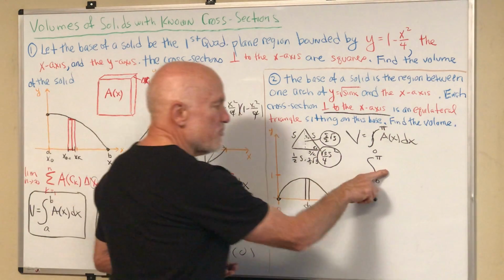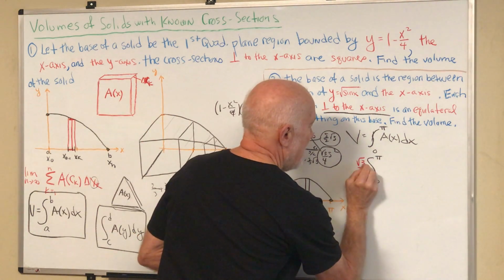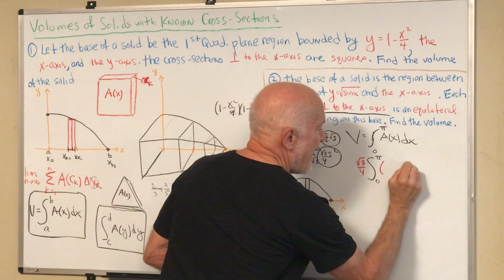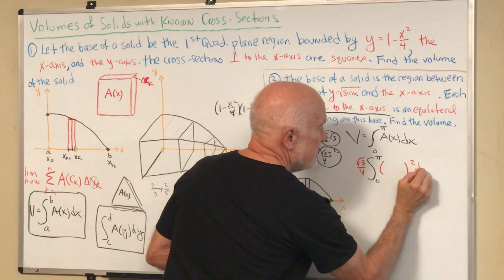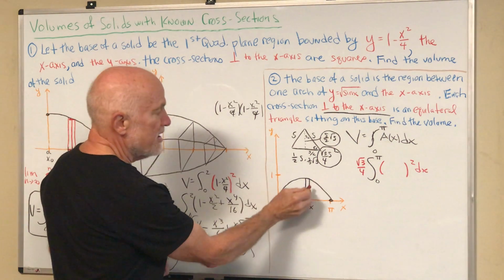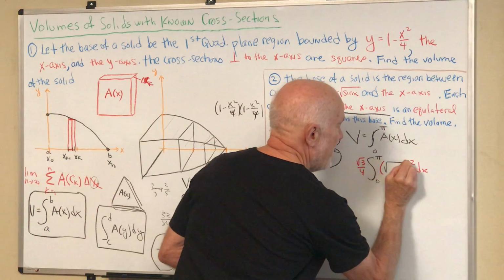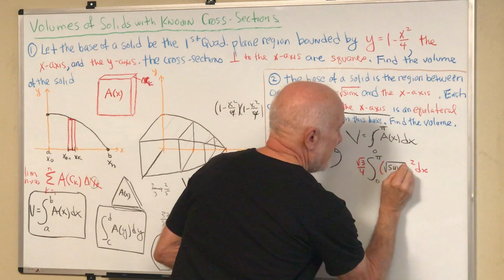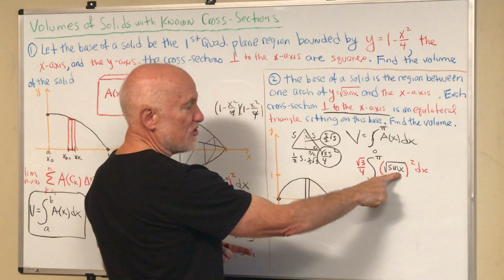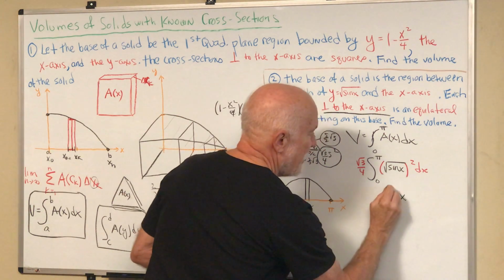So that's what I have to put in here. And I can put the square root of 3 over 4 out front, and then just put the side squared. Well, what is the side? The side is from here to here. It's the square root of the sine of x. And that works out really nicely because the square root squared is just the sine of x.